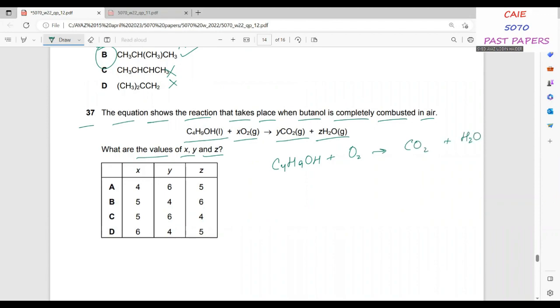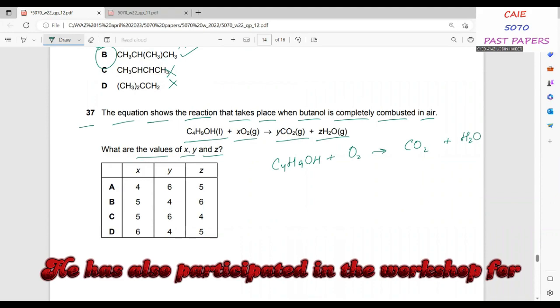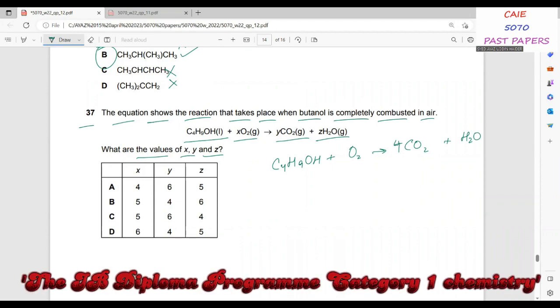Now there are 4 carbon atoms on the reactant side. So on the product side, I will write 4 CO2. Now let's count the oxygen atoms. It becomes 4 multiplied by 2, which is 8, and on the other side, it's 1 in water. So we have 9 atoms of oxygen. So oxygen is not balanced on the reactant side.